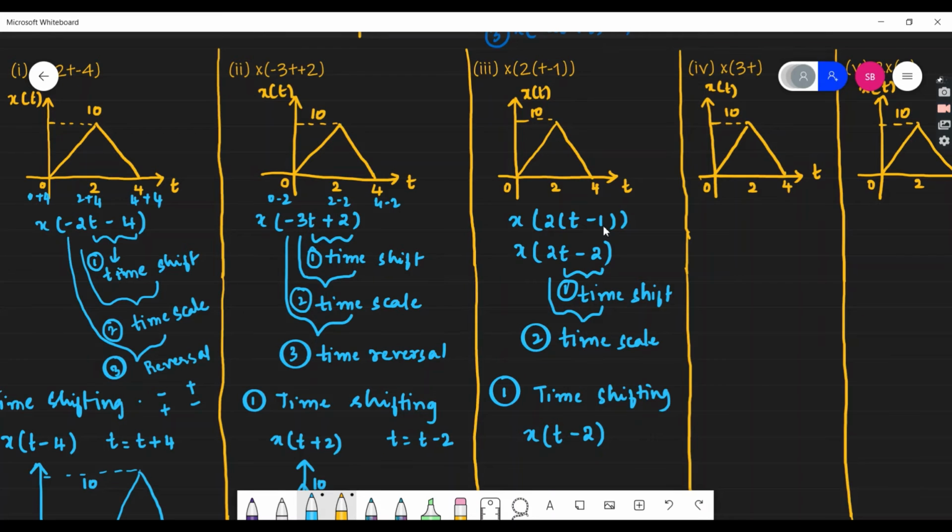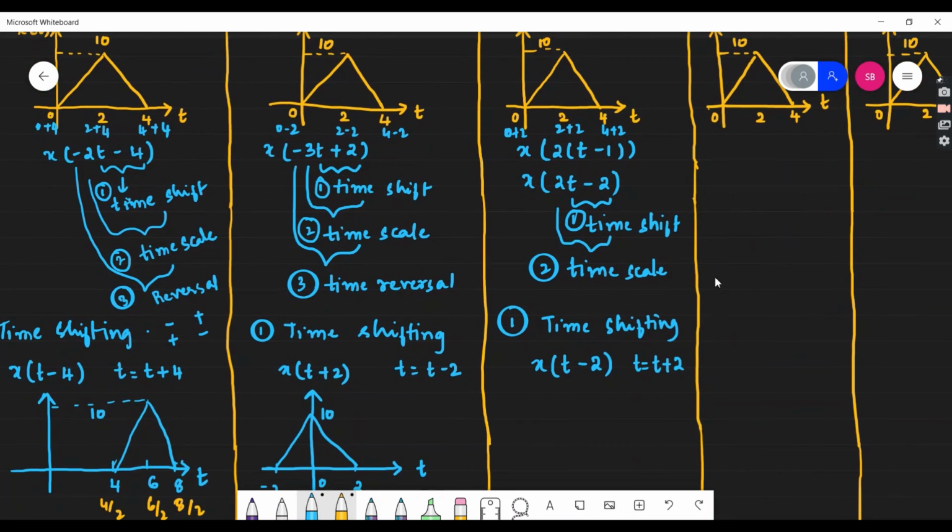Here I have t minus 2, so I have to replace t with t plus 2. In the original plot which they have provided, if you substitute t with t plus 2, this is 0 plus 2, this is 2 plus 2, and this is 4 plus 2. So it is 2, 4 and 6. So your plot will be something like this.